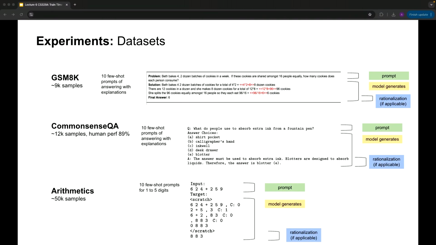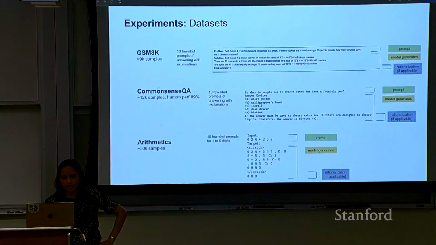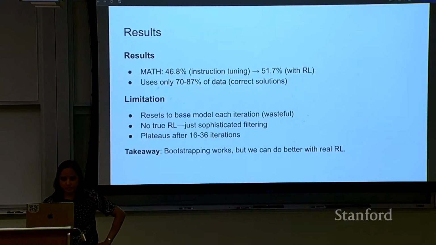The data sets that they tried this on were, first, GSM-8K. GSM-8K is grade school math problems, and there are about 9K samples. Then CommonsenseQA, which is essentially problems related to day-to-day stuff. You will have these multiple choice questions, and then you have these answers, and there's rationalization that looks like this. And then arithmetic problems, which was some sort of multi-digit addition problem. The last one was synthetic data, where they generated some of these things themselves.